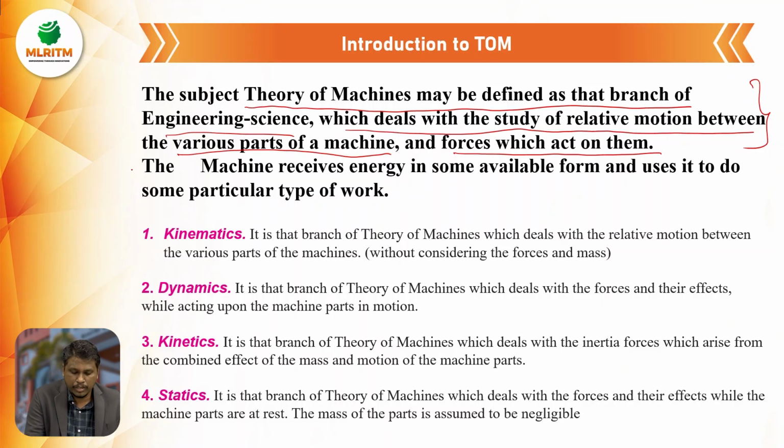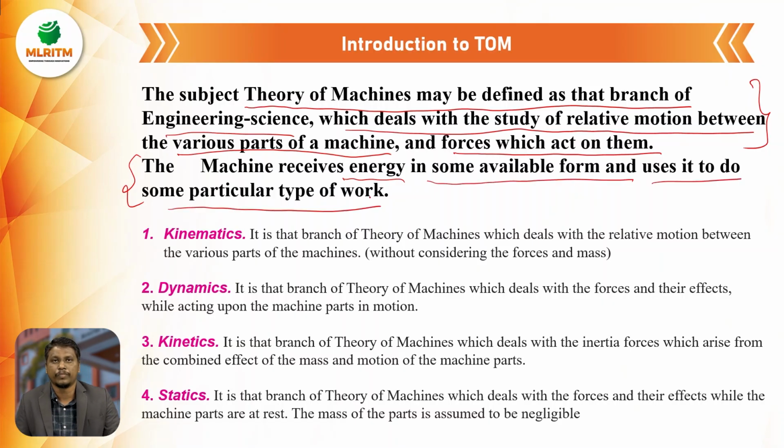And another important thing is the machine. What is a machine? So this is the theory of machines definition, and we should know what a machine is. A machine receives energy in some available form and uses it for some particular type of work. So for example, you can take our mixie, grinder, all these day-to-day applications we are using. There it is taking electrical energy and converting it into mechanical energy, and we are getting some useful work from it. You can take our fan. So that is only the machine definition. It will take some energy and it will give some useful work. That is called a machine.